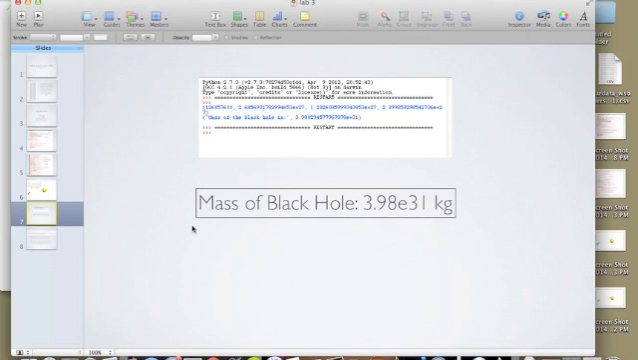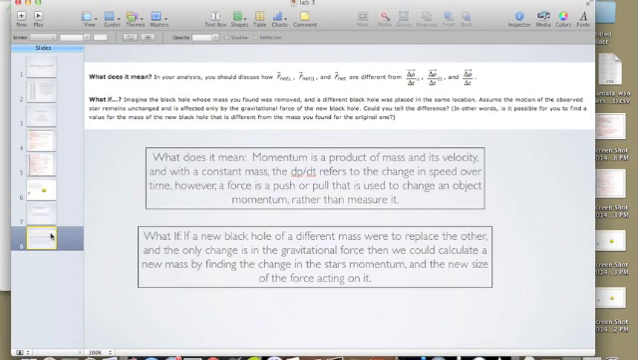Finally, from the output of our model, we are able to get the mass of the black hole. For my specific case, that mass was found to be 3.98 e to the 31 kilograms, a very massive amount. And finally, moving along, we asked our questions.